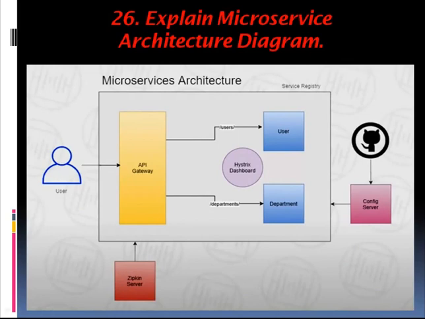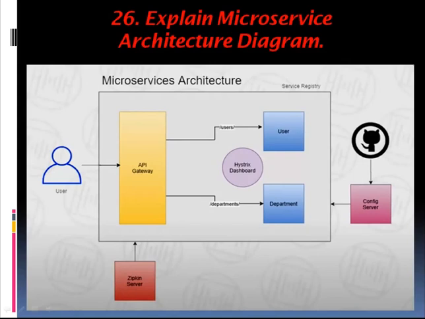First the user request comes to the API gateway. It hits the API gateway, and it is the responsibility of the API gateway to route the request to a particular microservice. Suppose there are two microservices, one is user and another is department. So the API gateway decides which microservice the request is for, and accordingly it will redirect the request to the user microservice, and if it is for the department, it will redirect the request to the department microservice.